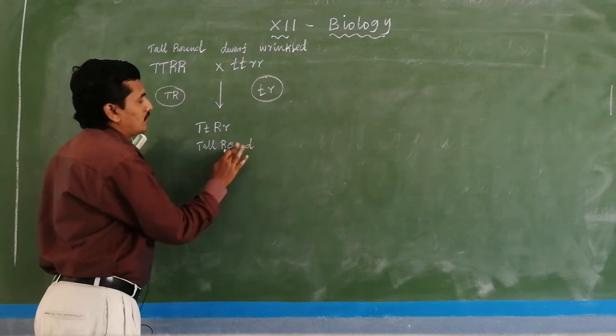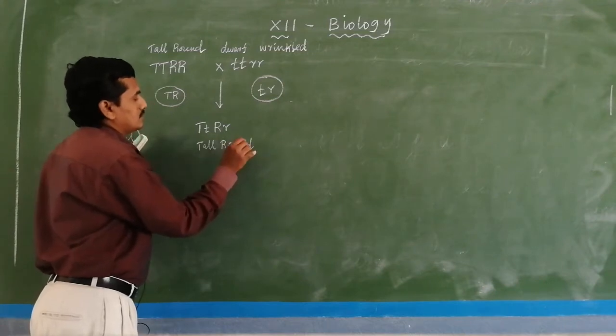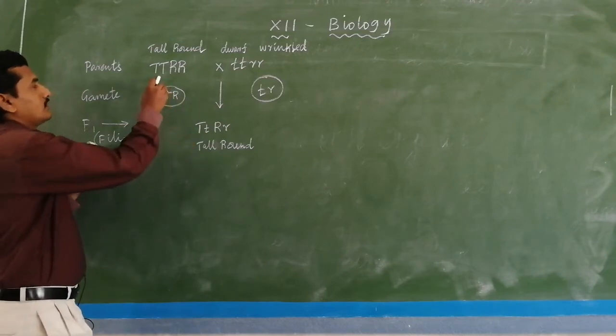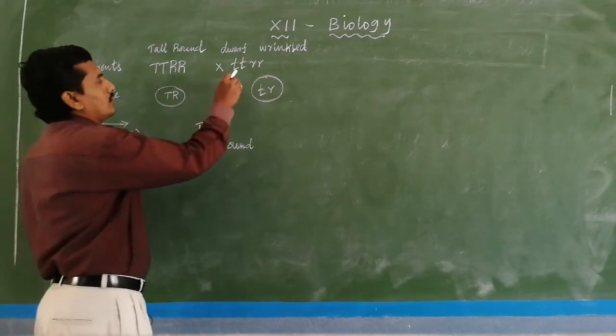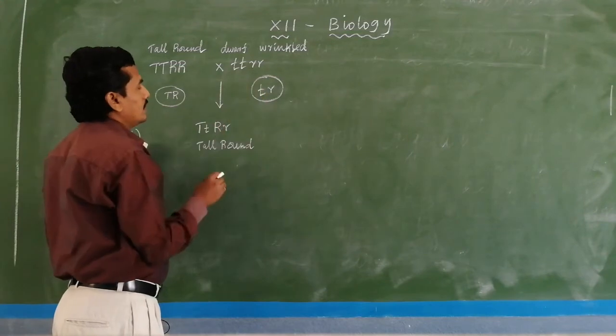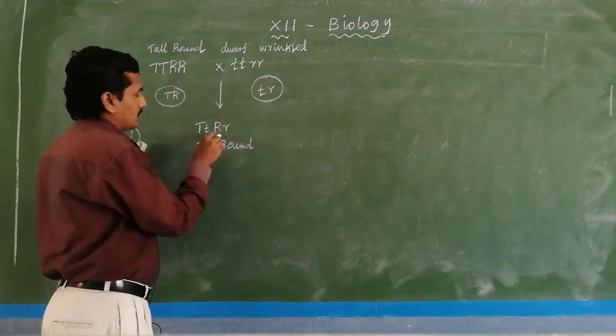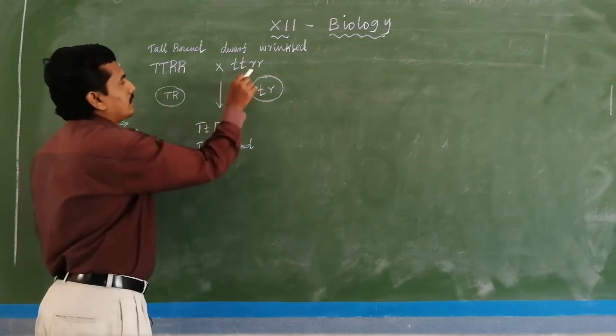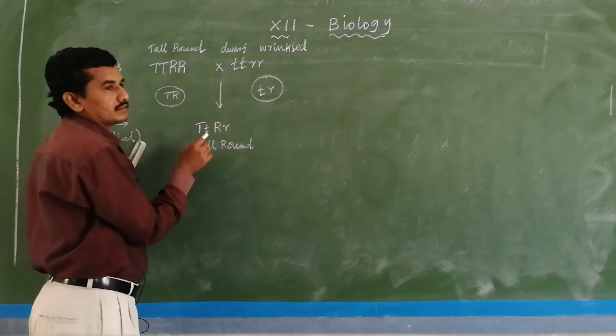Tall plant with round seeds. This is homozygous tall and round, and this is homozygous dwarf and wrinkled. Here it is heterozygous. Homozygous means all the same. Same means homozygous. Here it is different.